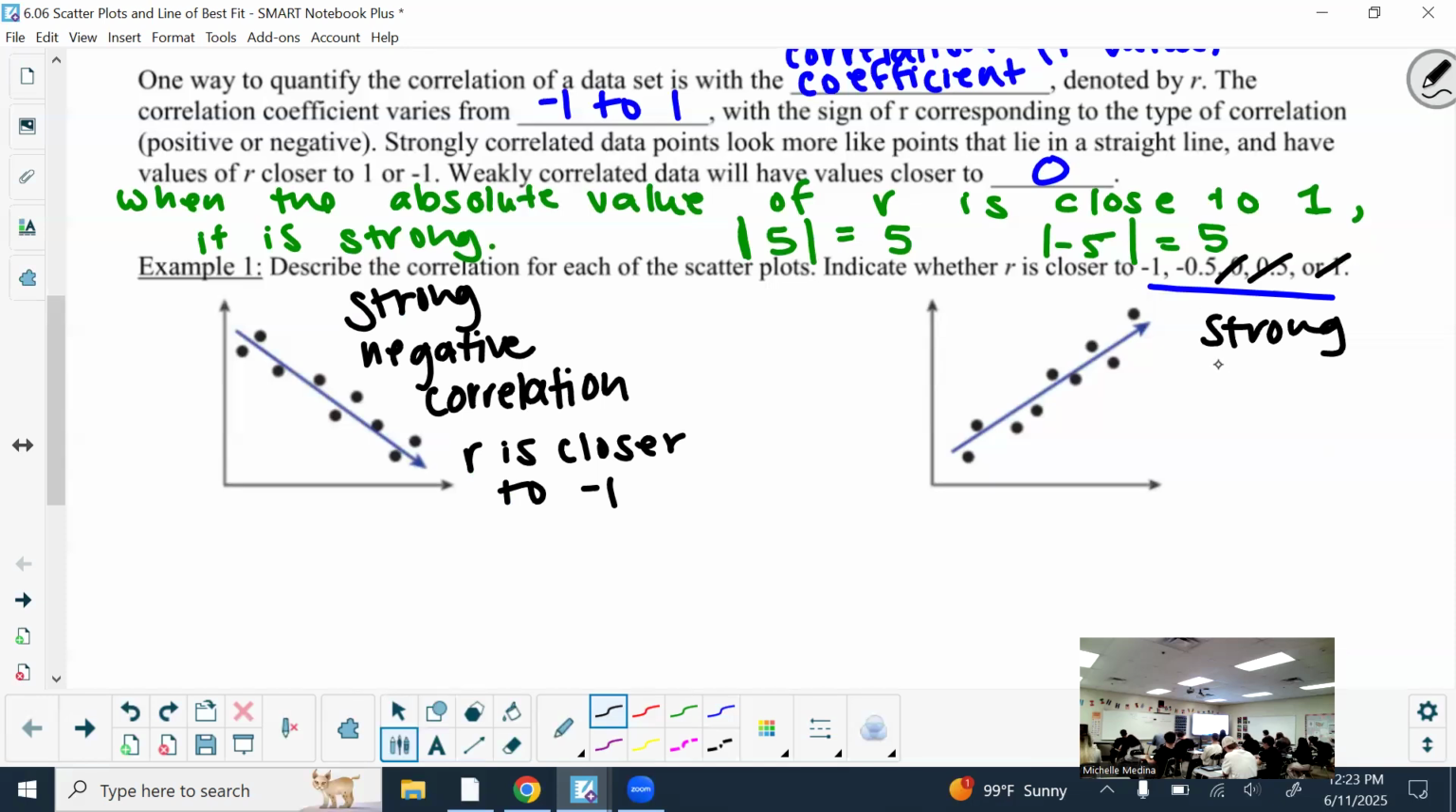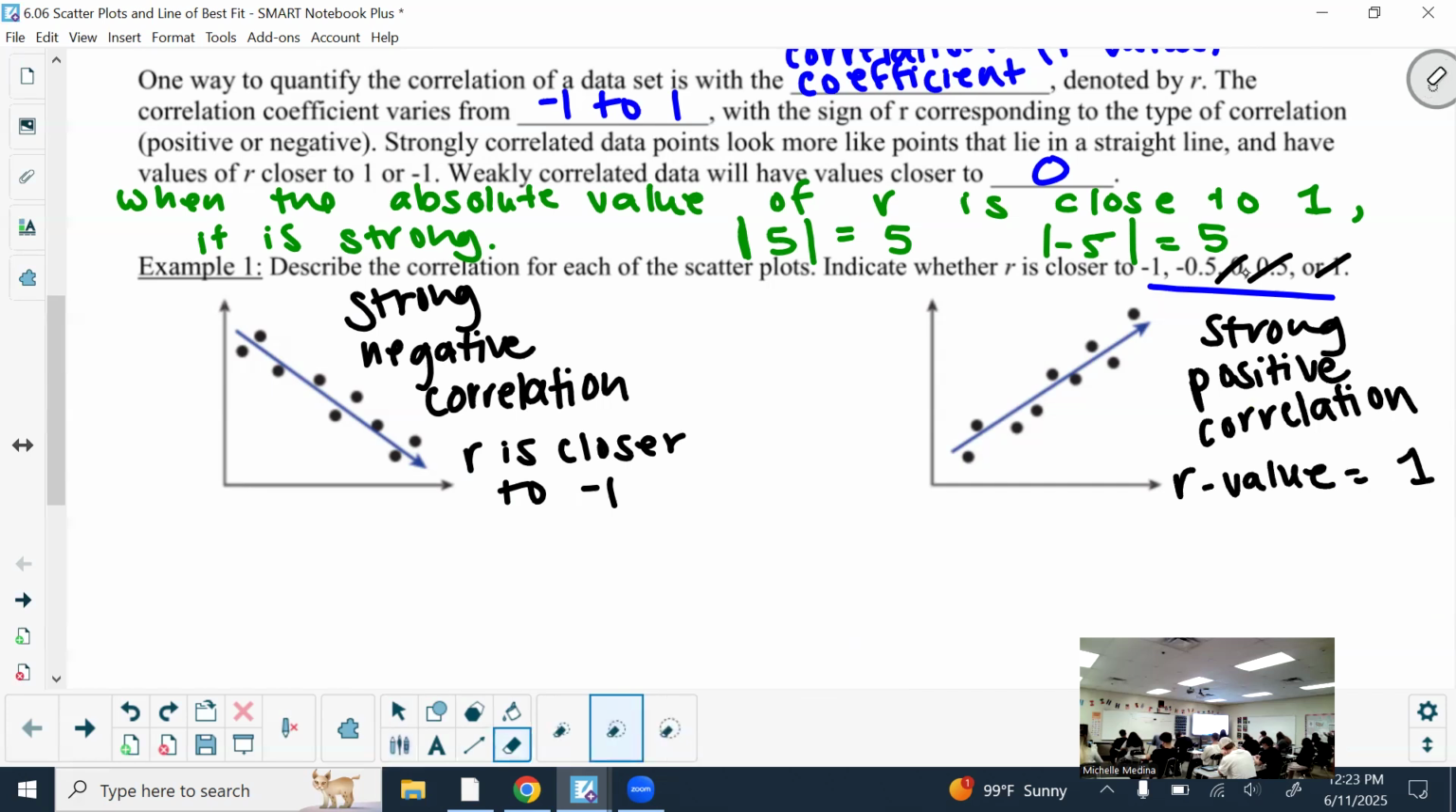Would you say that this is positive or negative? Good. Whether it's positive or negative should tell you if it's going up or down over time. So we'd say this is a strong positive correlation. And if that's the case, which R value would it be closer to? 1 is correct. So the positive one. If it's strong, we expect it to be close to 1. If it's positive, again, close to 1.